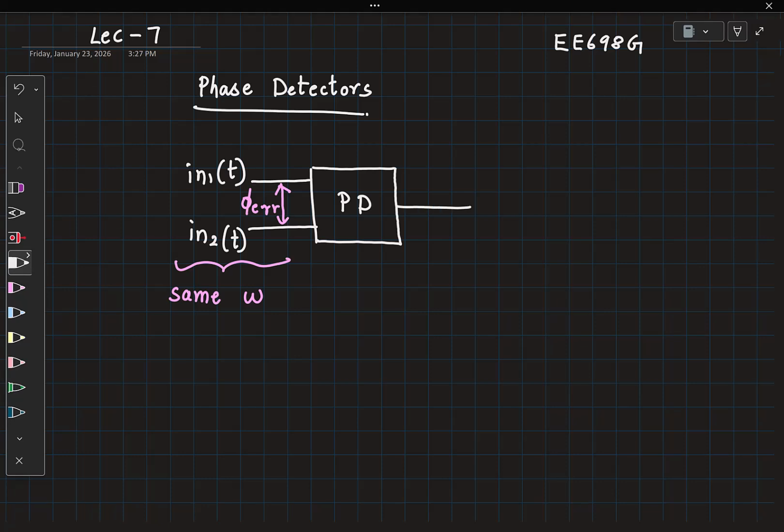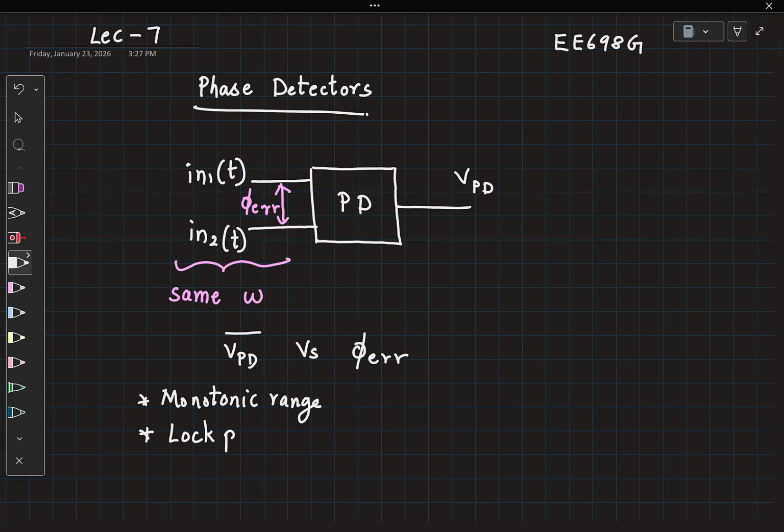And this phase detector has an output which we are calling VPD. This is a voltage output, and we relate the average of the VPD to the phase error. And then we plot average VPD versus phase error. And in that plot, we try and identify the monotonic range, because we would be able to use this PD only for a monotonic range in the PD characteristics. We try to make comments about where our locking point could be.